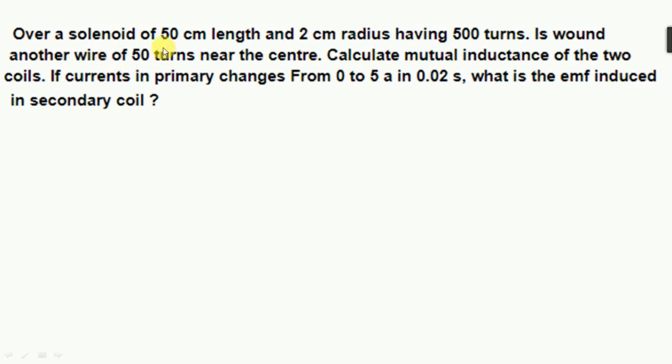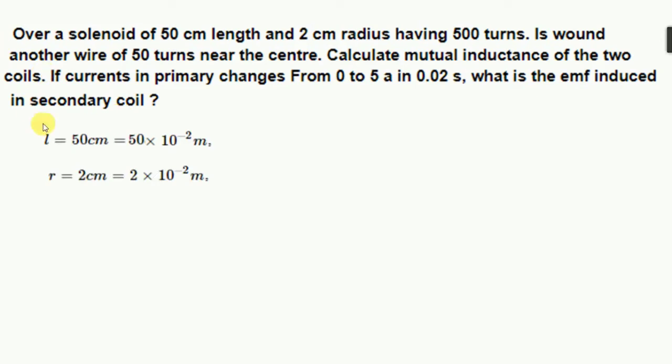One more question: over a solenoid of 50 centimeter length and 2 centimeter radius having 500 turns is wound another wire of 50 turns near the center. Calculate the mutual inductance of the two coils if the current in the primary changes from 0 to 5 ampere in 0.02 seconds. What is the EMF induced in the secondary coil?